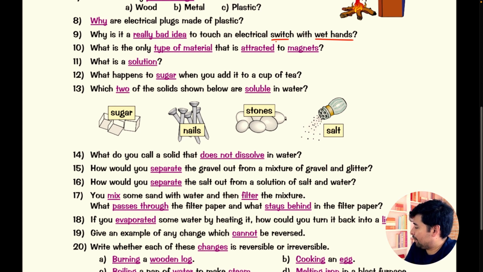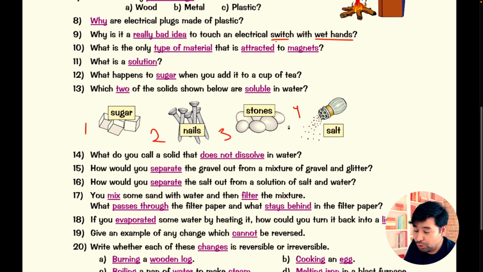12. What happens to sugar when you add it to a cup of tea? What happens with sugar? It disappears? It doesn't? So what is the point? 13. Which 2 of the solids shown below are soluble in water? And what is soluble? Do you remember the meaning of that? So we have this 1, 2, 3, and 4.